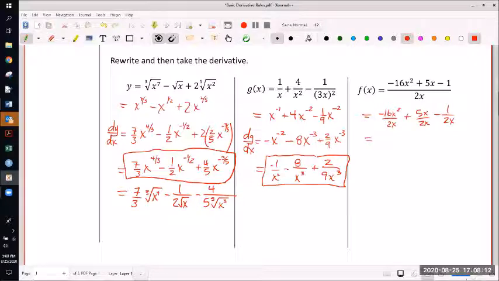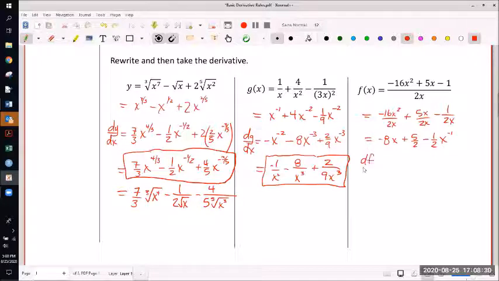Now I can simplify this. Negative 16 divided by 2 is negative 8, and x squared divided by x is x. This gives me 5 halves. The x's cancel out. And then I have minus 1 half. I'm just going to rewrite this as x to the negative 1. So again, I can apply the power rule pretty simply.